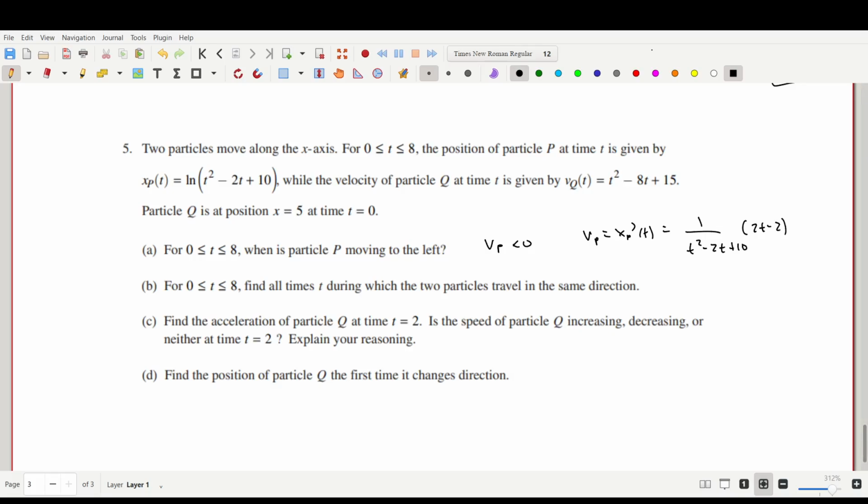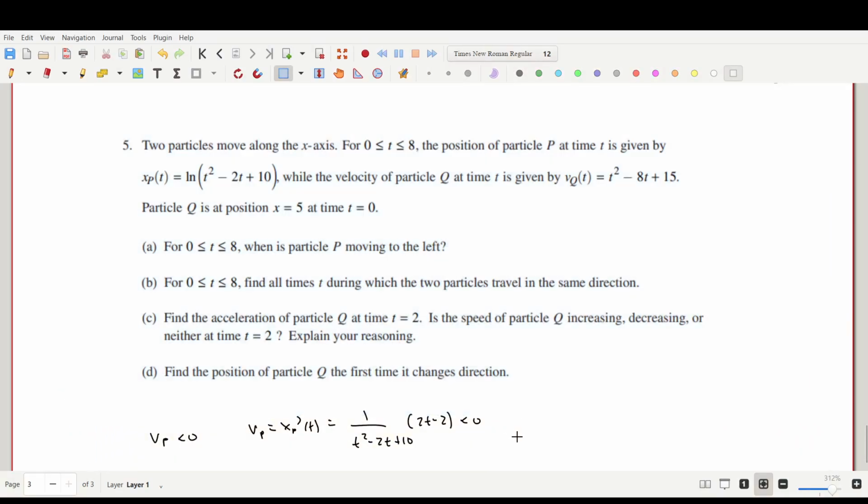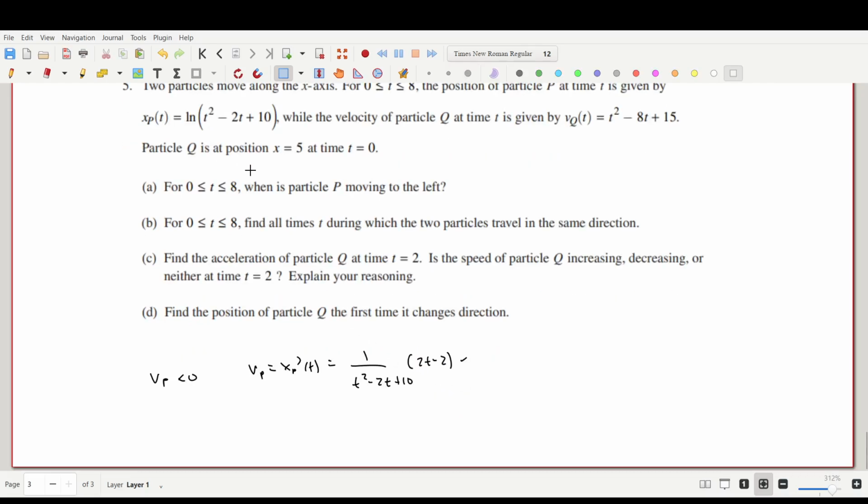And when is that negative? Well, got to make a sign diagram. Well, is that really what it wants? I guess, yeah. The bottom's always positive, though, which is convenient. Because t squared minus... Let's see, how do I want to say this, though? Let me move this down here.